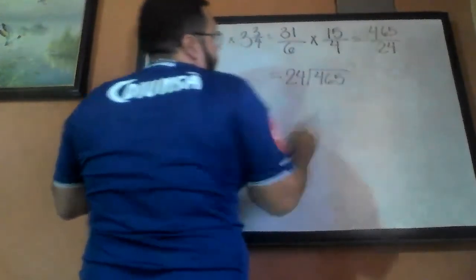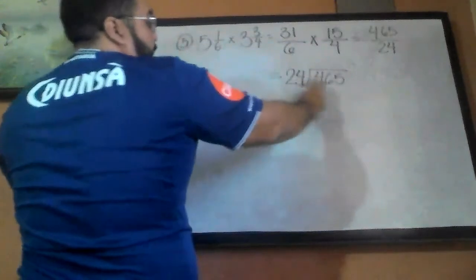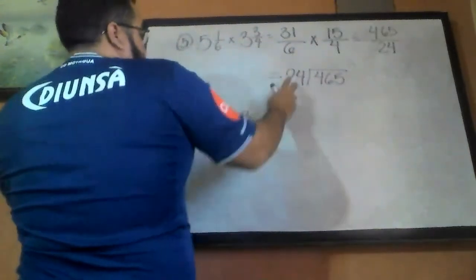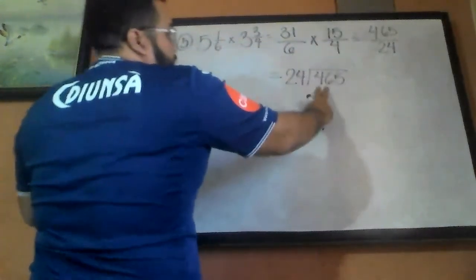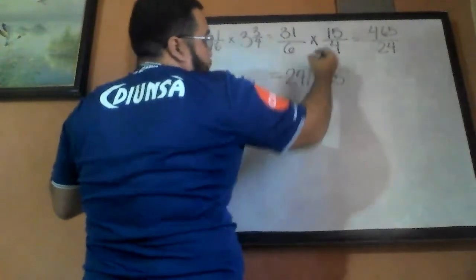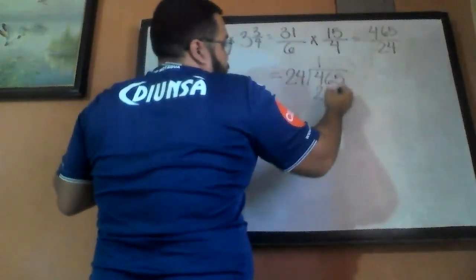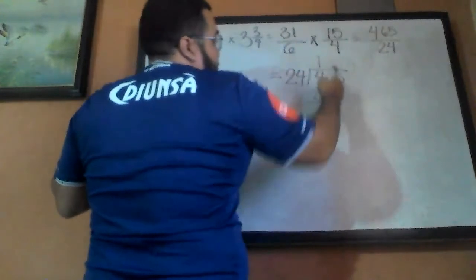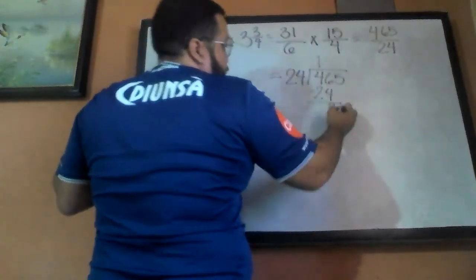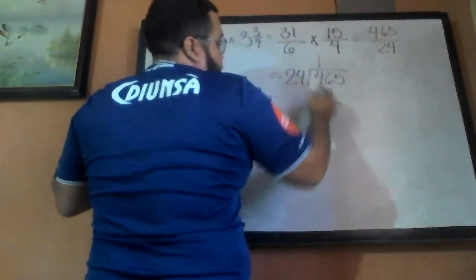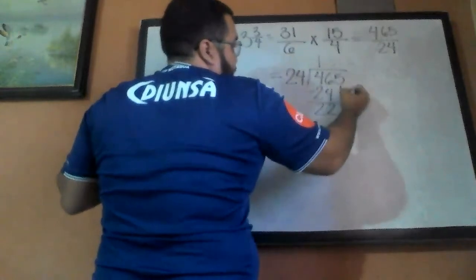Is there a number in the table of 24 that equals 46? If I multiply 24 times 2 equals 48, and we pass 46, so it's times 1. 24 times 1, 24. 6 minus 4, 2. 4 minus 2, 2. Drop the 5.